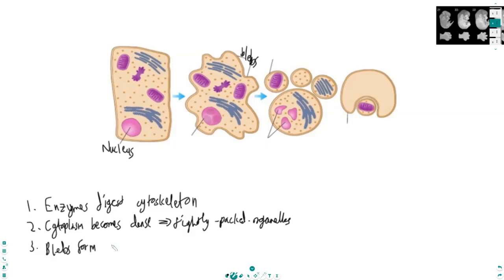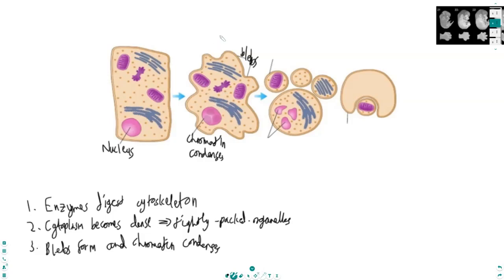At the same time, the chromatin condenses, which is seen here. The chromatin is starting to become visible and condenses. And then you get blebs forming here. So here you have the cell membrane taking on a weird shape because of these protrusions called blebs.